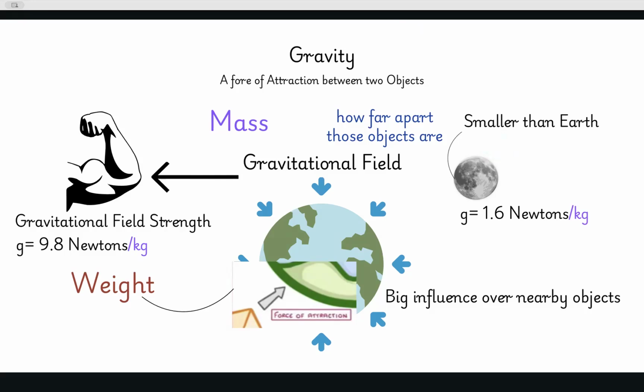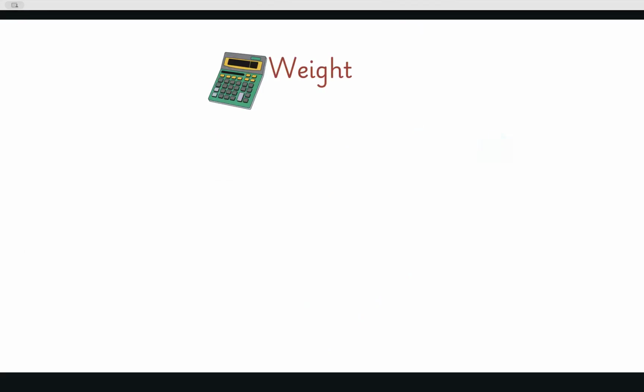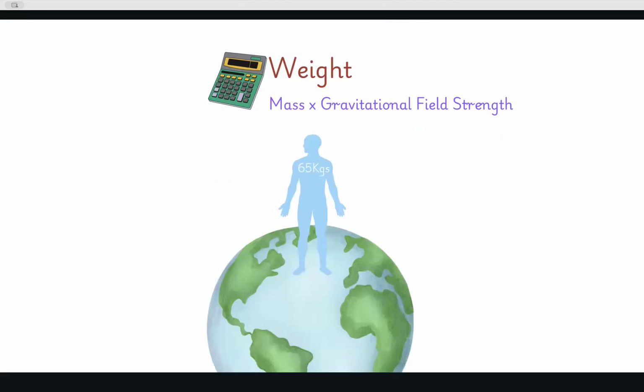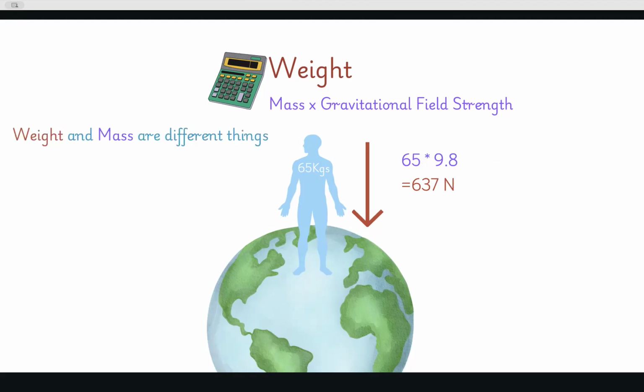To calculate an object's weight, we take its mass and multiply it by the gravitational field strength. So let's look at this example. This man has a mass of 65 kilograms, and the gravitational field strength on Earth is 9.8. If we calculate the weight, that would be 637 newtons.